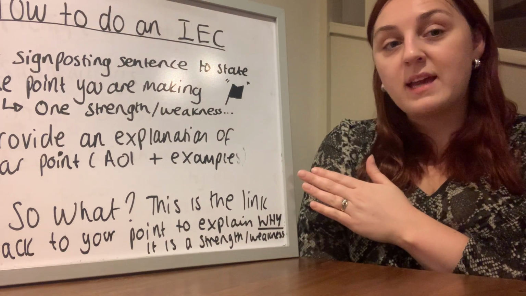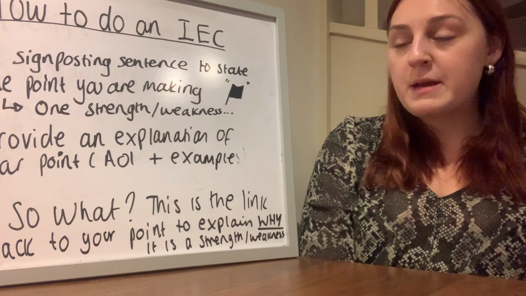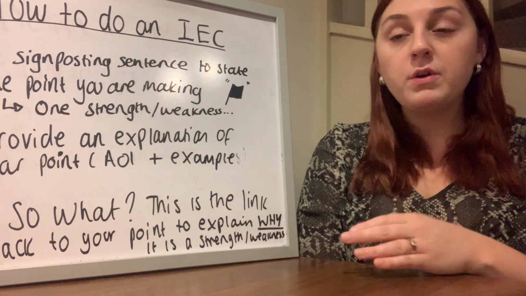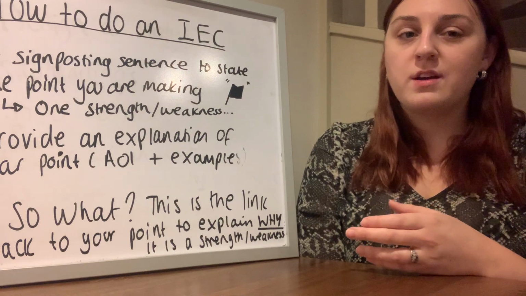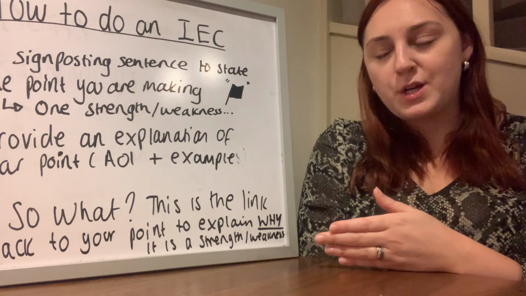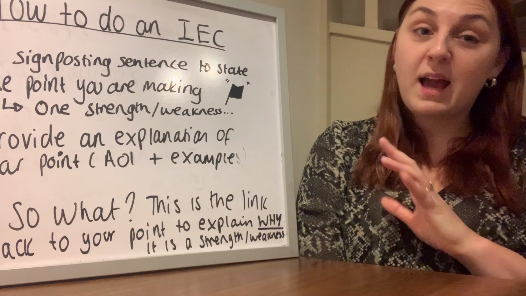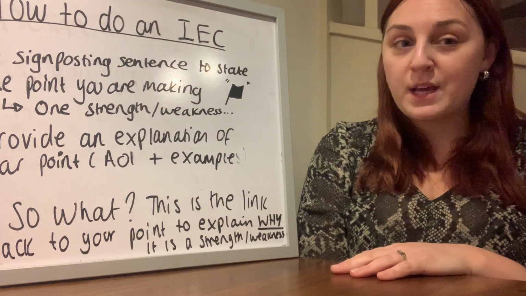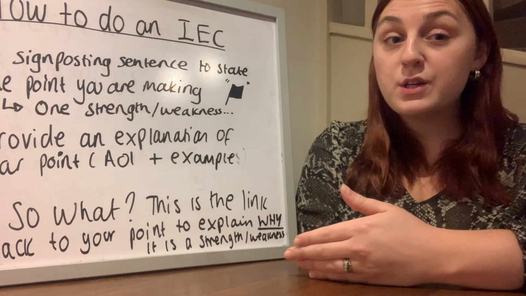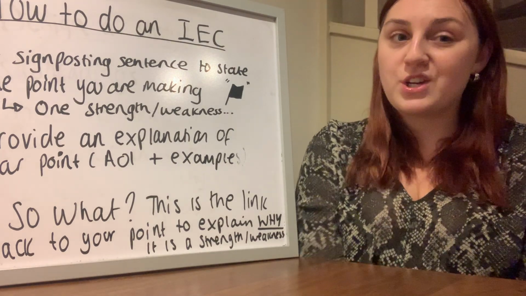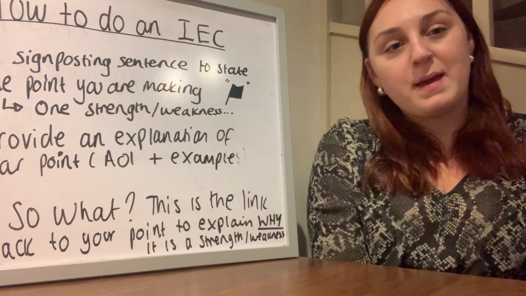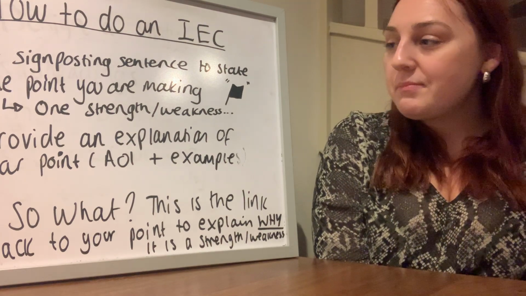So we only use IEC when we're doing AO3. When we're doing AO1, or if we're doing an application paragraph, we would use a different structure, such as the NEAT paragraph structure. And I'm going to do a separate 10-minute mentor video on how to do application questions, particularly how to successfully use the NEAT paragraph structure to get the most out of your answers and make sure you are linking to the stem.